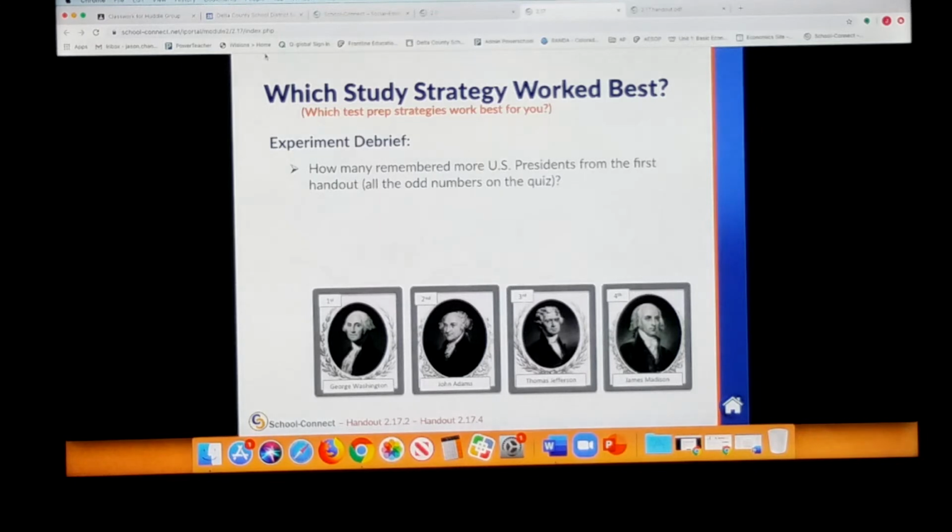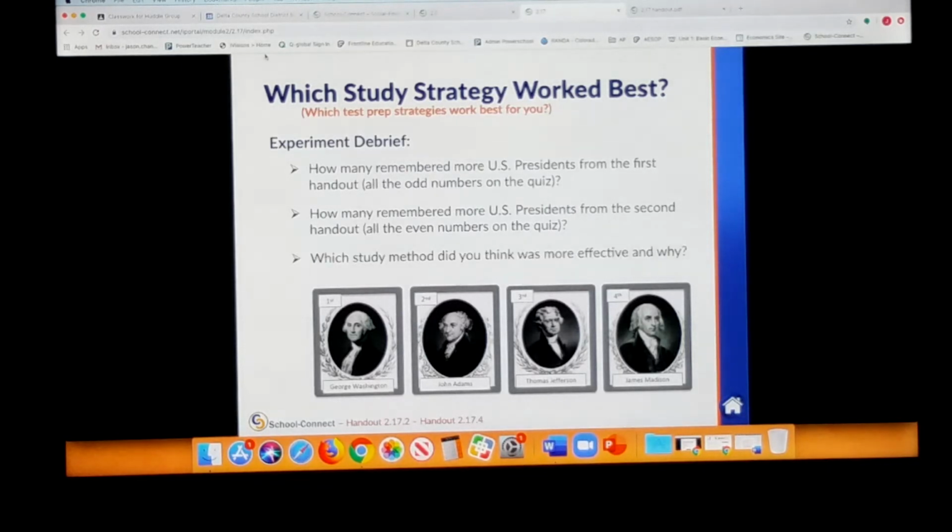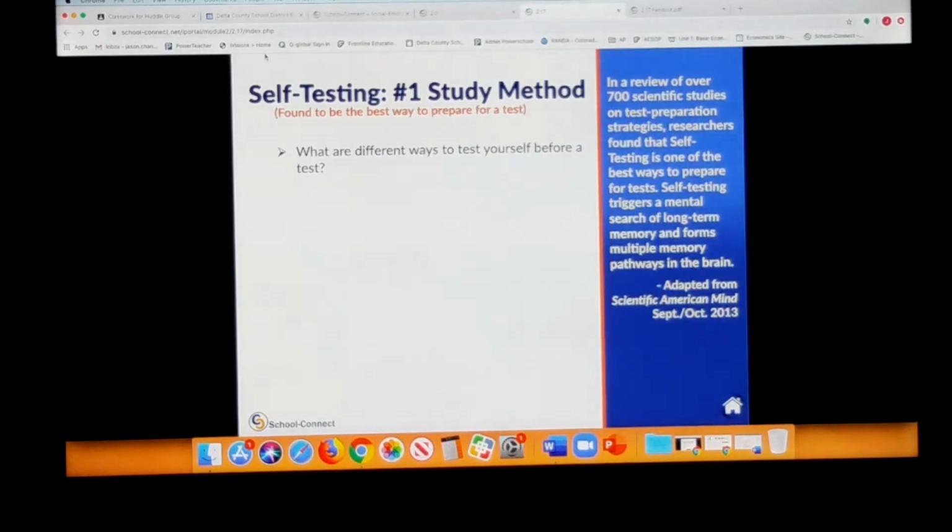All right, experiment debrief. After you've done that and you see some strategies, in which way did you remember more presidents from the first handout, the odd-numbered ones on the quiz? Did you remember more U.S. presidents from the second handout, the even numbers? And which study method do you think was more effective and why? So again, use those handouts to go through some of those methods.